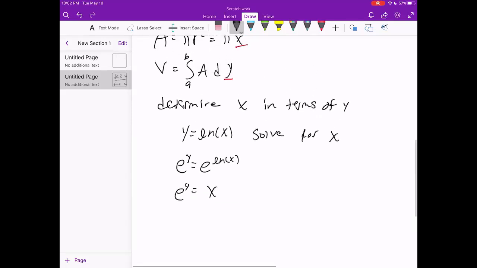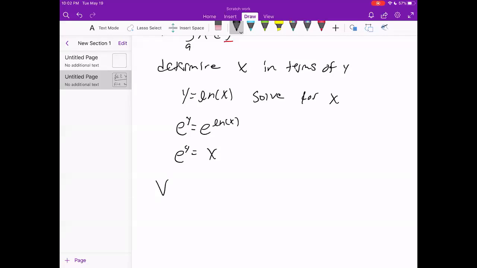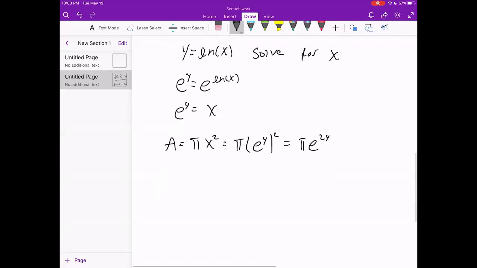So what I'm going to do now is plug this into my area, which was given up there by pi x squared. Now I know x is e to the y, so this is going to be pi times e to the y squared. E to the y squared is e to the y times e to the y, or e to the 2y. And now I can set up my integral. So I have the integral from a to b of pi x squared, so pi e to the 2y, dy.